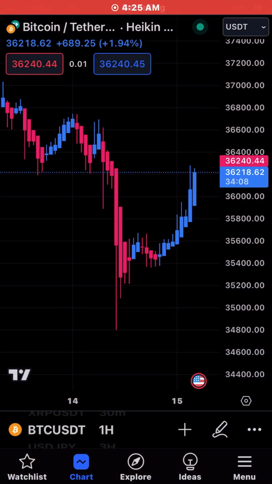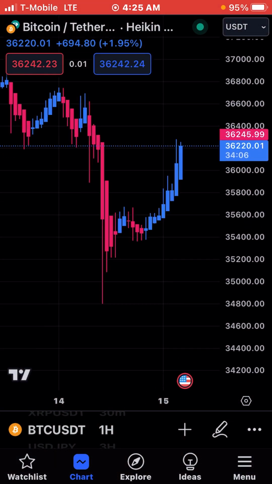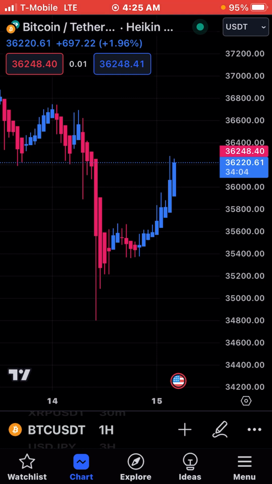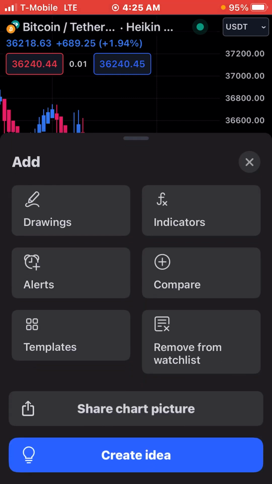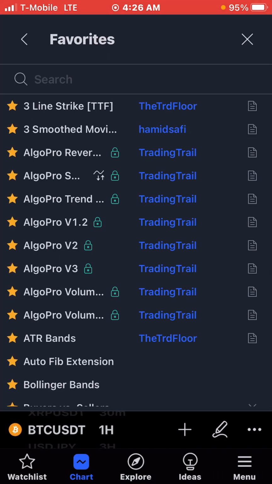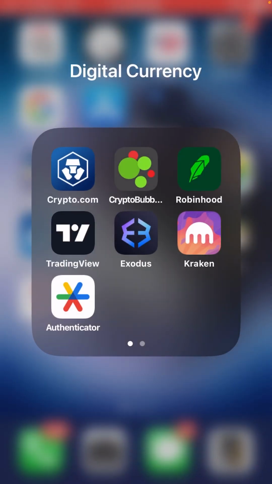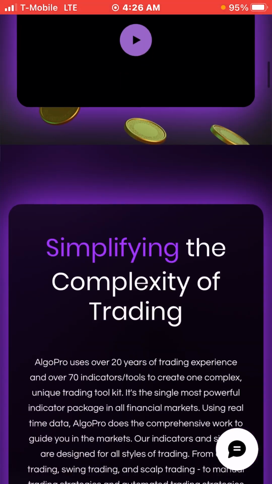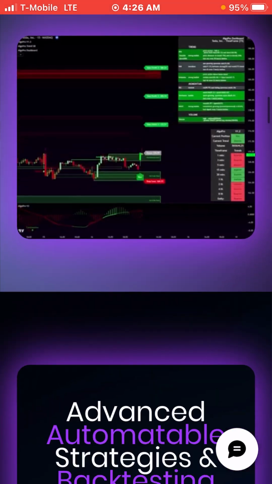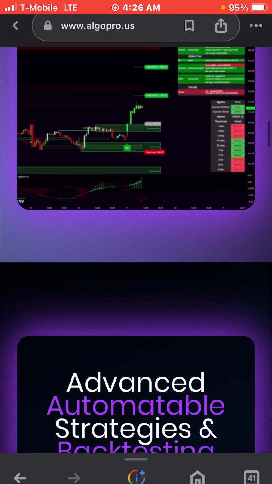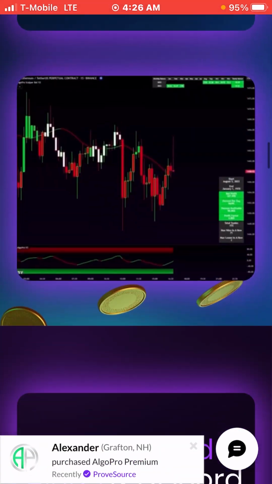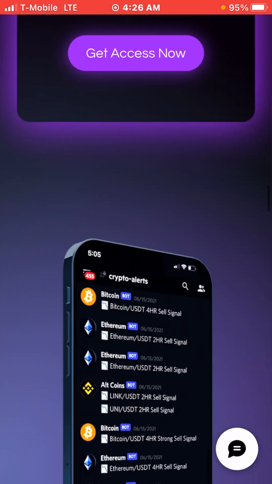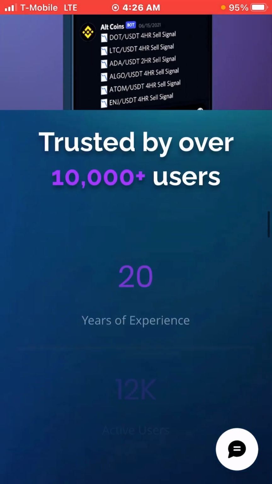Okay, so I'm going to start off with a blank TradingView account here, and there's a couple of their indicators that you get once you buy it. Now let me go to their website real quick. Okay, so this is their AlgoPro site. I think I got this at a discount back in the day, but this is what I'm going to be talking about in this video.